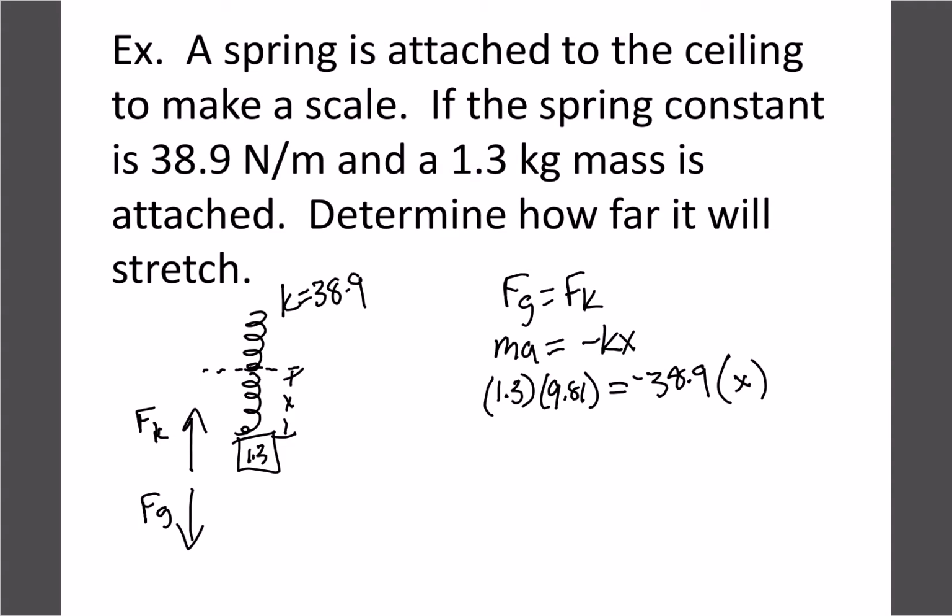So it's a pretty easy calculation. We can go 1.3 times 9.81 and divide that by 38.9, and that gives us an x of negative 0.33. So that's in meters, or it would be 33 centimeters would be the stretch. So it's pretty simple to make the two equal to each other, and we can solve for the x distance like we did in this case, or if we didn't know what the k value is, we could measure that x distance and then rearrange it and solve it for k, and that would tell us how strong that spring is.